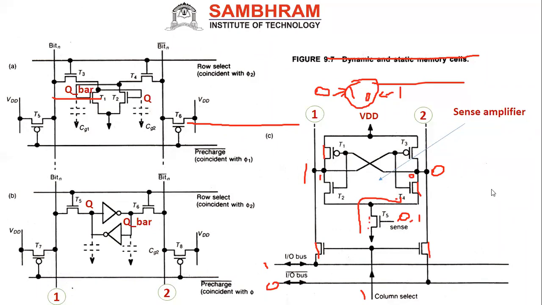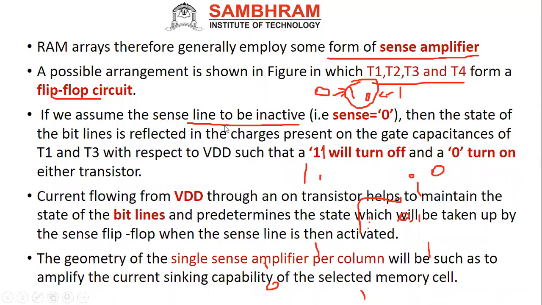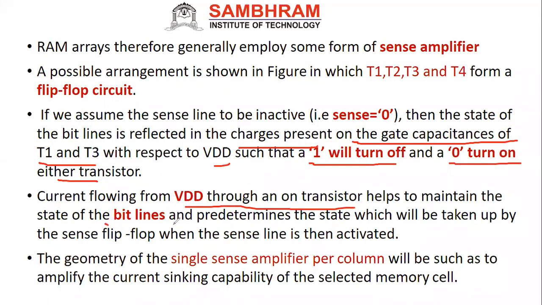So for that reason, if the sense amplifier is inactive, then the state of the bit line is reflected in the charges present on the gate capacitance of the transistors T1 and T3. With respect to VDD, the 1 will turn off and the 0 will turn on, either one of the transistors. Now the current flowing from VDD through the on transistor helps to maintain the state of the bit line.